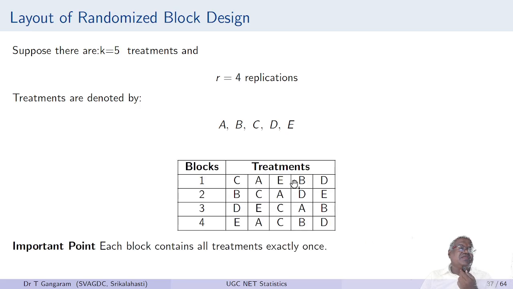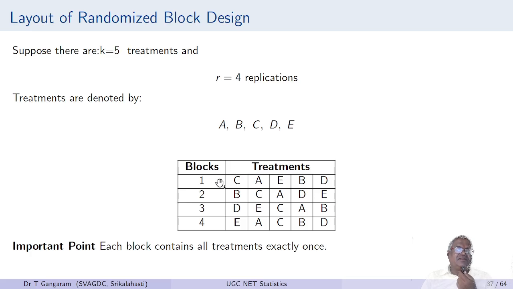This is the layout of randomized block design with K is equal to 5. K is the varieties. Each variety is replicated 4 times. There are 5 varieties replicated 4 times. 5 into 4 is equal to 20 plots, 20 experimental units we have. Each block contains all treatments exactly once.